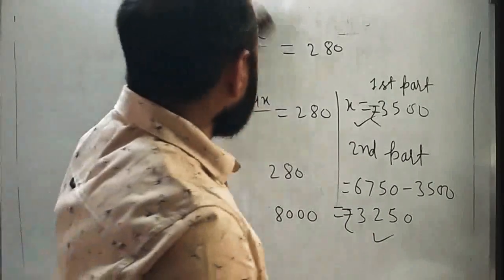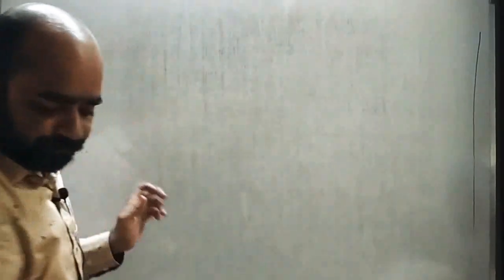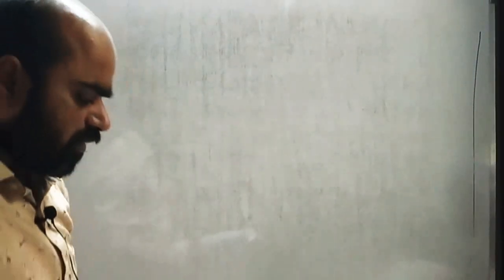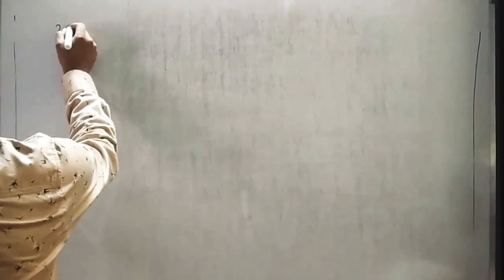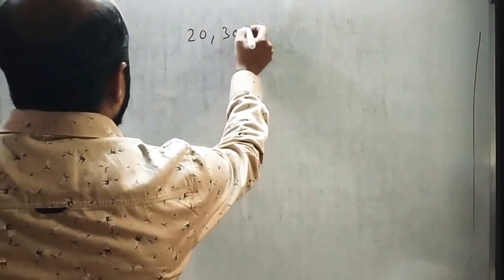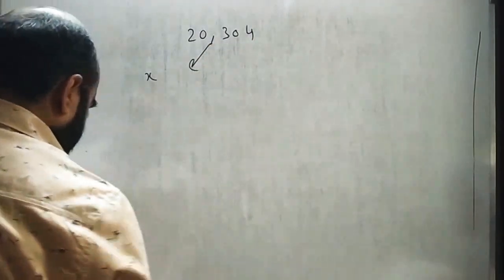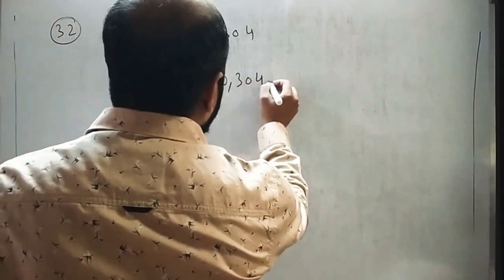Again same kind of question, but in this, annual incomes from both the investments are equal. It means again we can take first part as, 20,304. So take first part as x, second part will be 20,304 minus x. Correct.